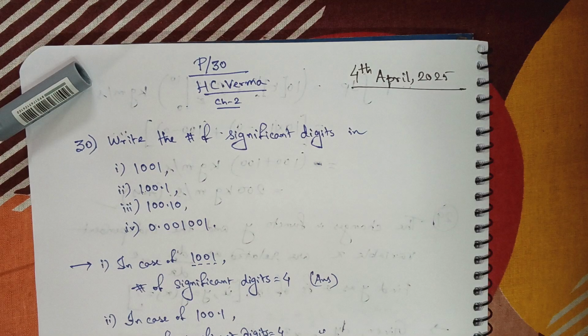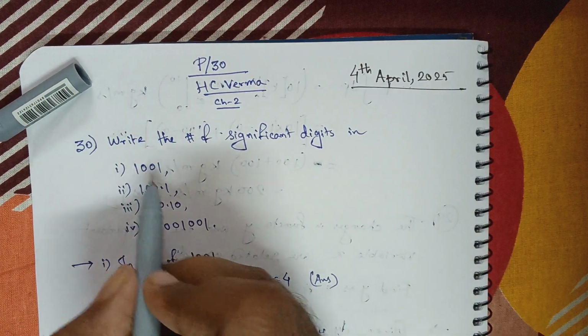Hello friends, so today we will discuss the last 6 questions of the exercises of chapter 2 from AC Verma's book Concepts of Physics part 1. Now the 6 questions from question number 30 to question number 35 cover significant digits. Let's take question number 30.